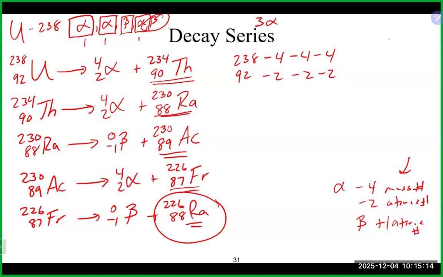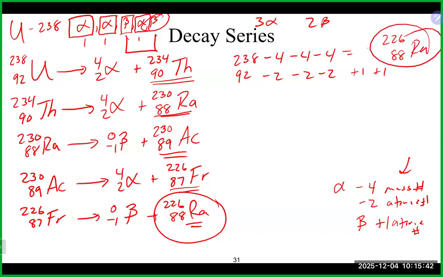And then obviously here we had 2 beta decays, which means on the bottom there we're going to add 1 back each time. So here that's 238 minus 4, 234, 230, and down to 226. 92 less 2 is 90, less 2 more is 88, less 2 more is 86, add 2 back to 88, and there it is. There's our final product.